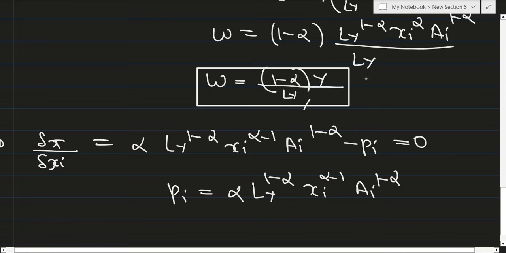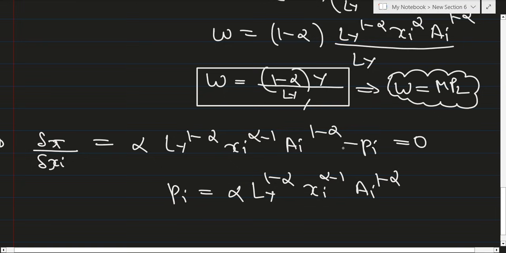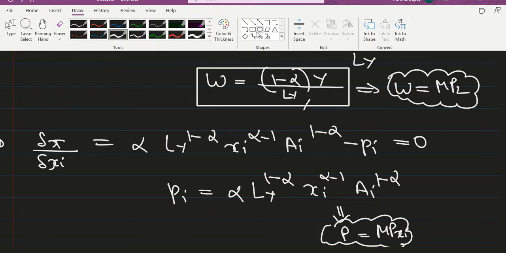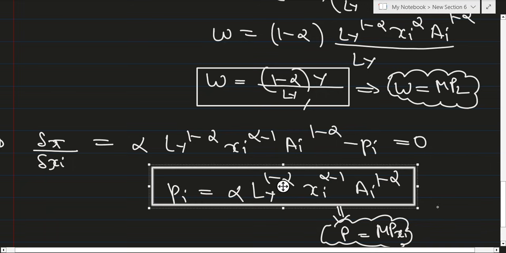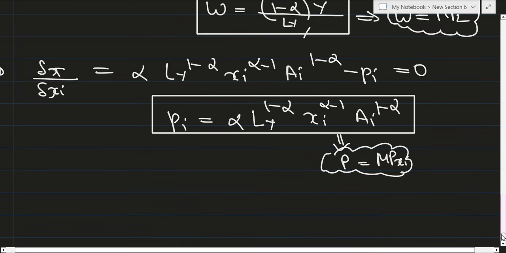Okay, so now basically we can see from here that we employ labor until the wage comes out to be equal to MPL. You can calculate the marginal productivity of labor from the production function yourself. And now from this we can see that we employ capital goods until its marginal product is equal to its price. Okay, now this is another important result. We can put it in the box.